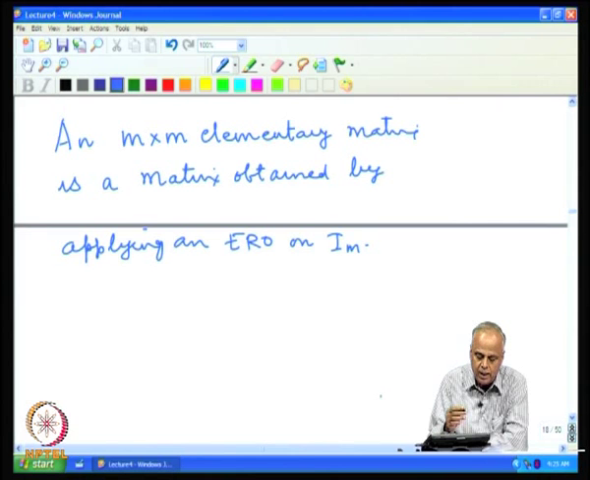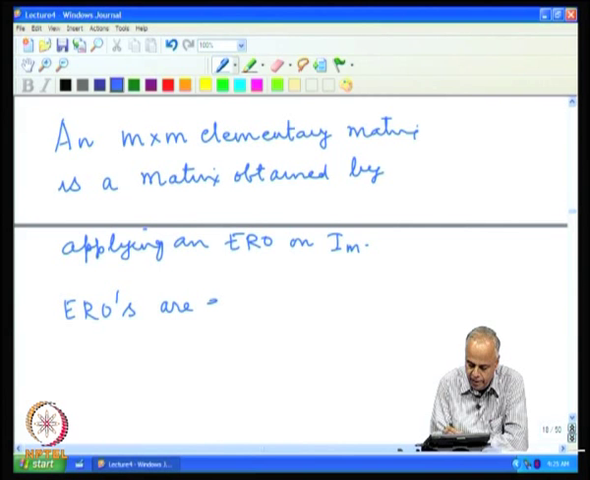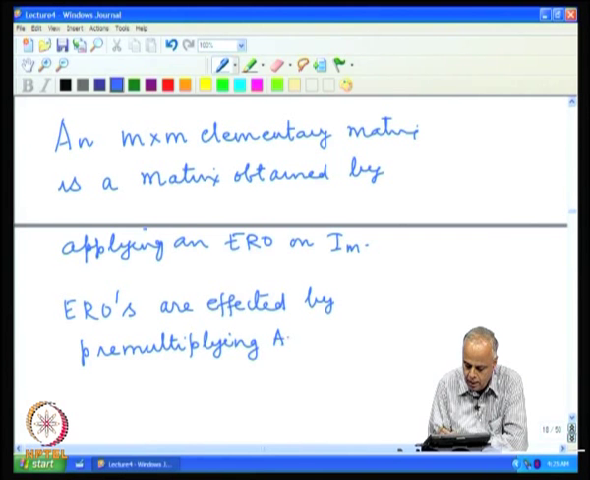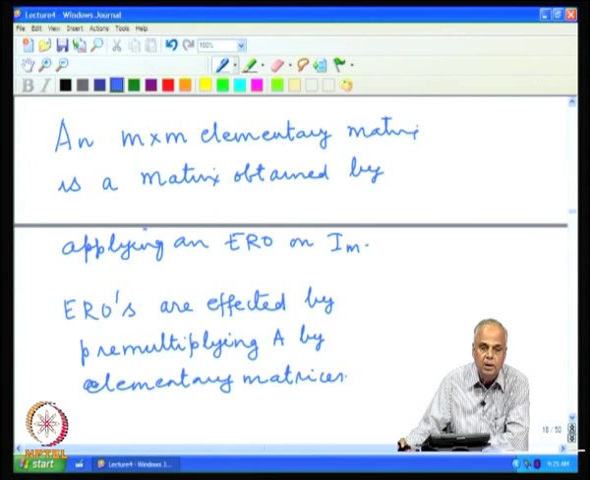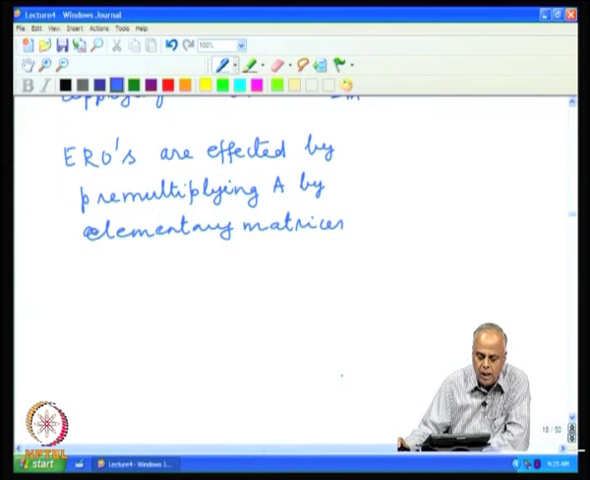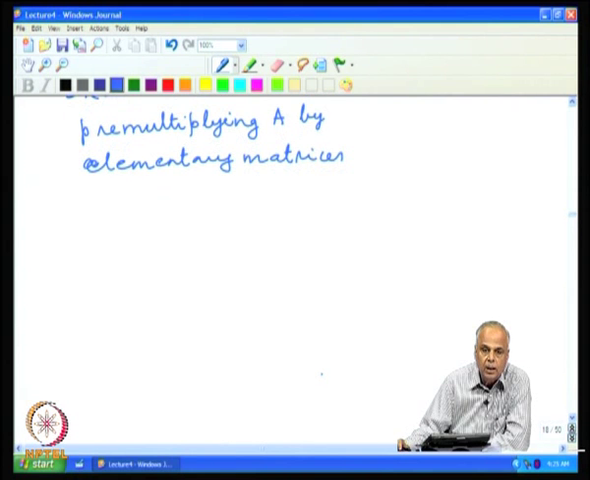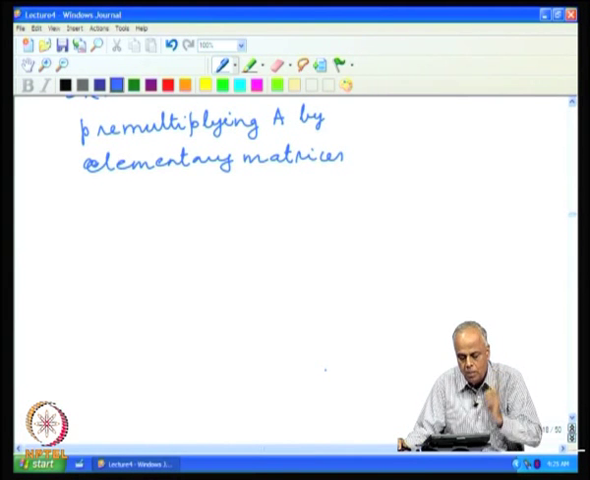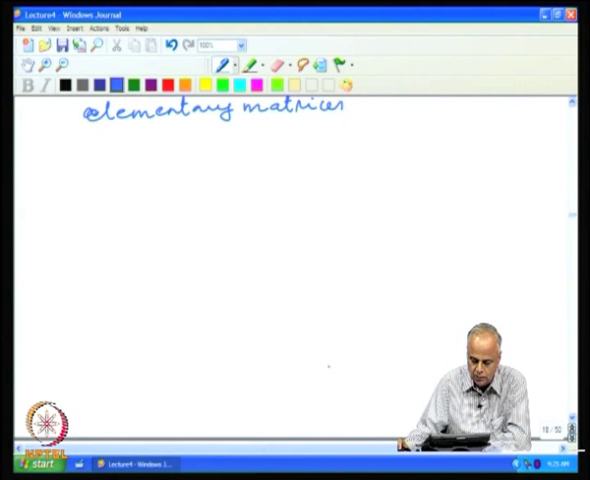So, therefore, what we had observed was that EROs are effected by pre-multiplying A by elementary matrices. That is the important observation to make. Any type of ERO can be effected by pre-multiplying the given matrix by a suitable elementary matrix.